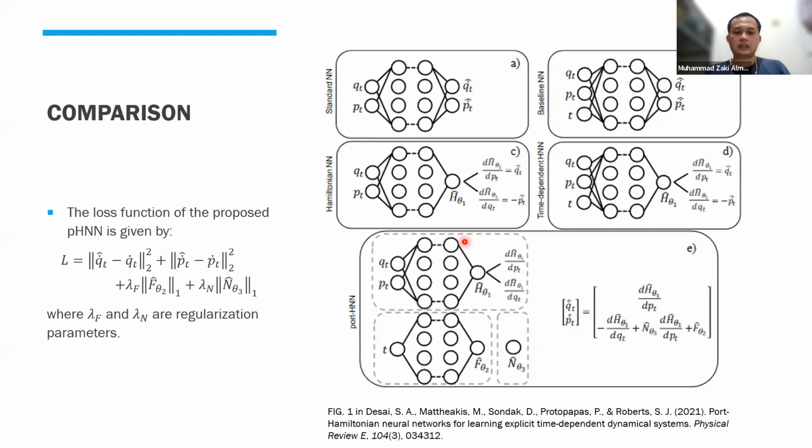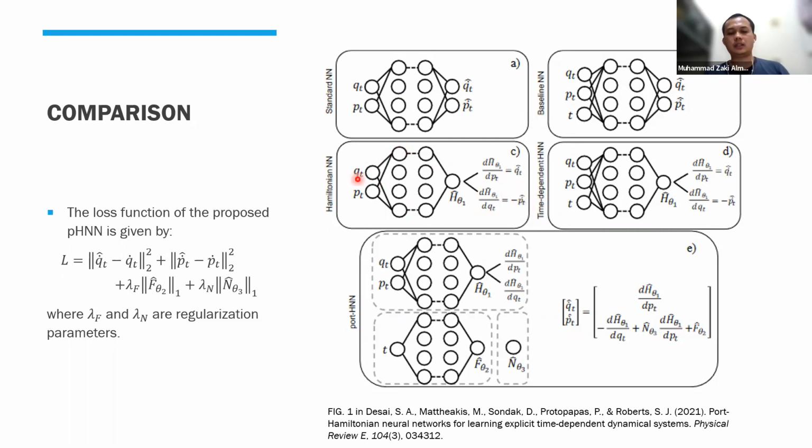And picture C is the standard Hamiltonian neural networks. So basically, we have position and momentum as the input, and we predict the total energy or the Hamiltonian. And from that, in the numerical setting, we can use autograd, for example, to obtain Q dot and P dot.